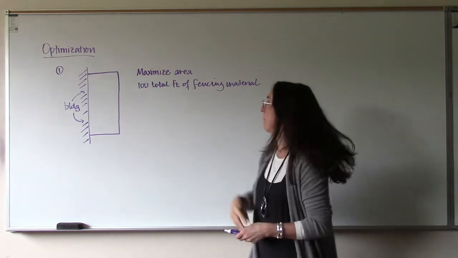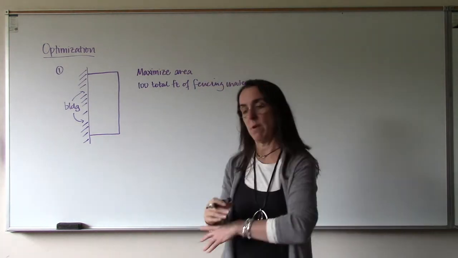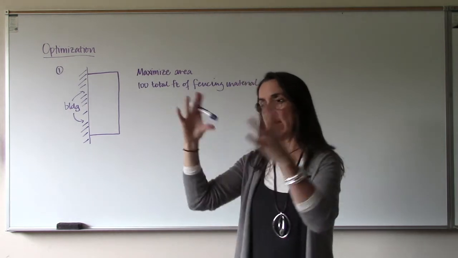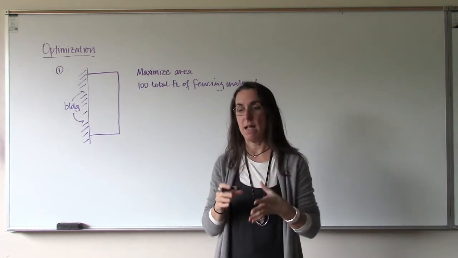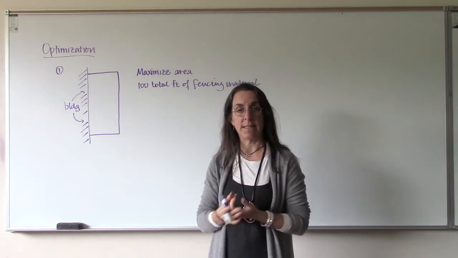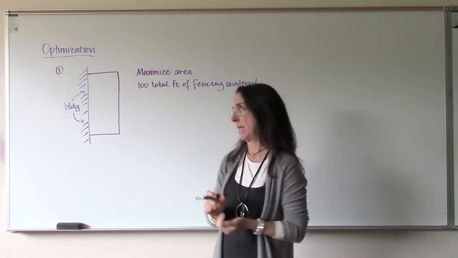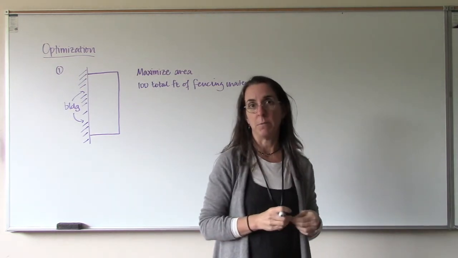Okay, so we have a function that we want to optimize. We want the area enclosed by the fence to be as big as it possibly can, but we only have 100 feet of fencing to work with. So how can we do this? First, I'm going to bring in some variables.